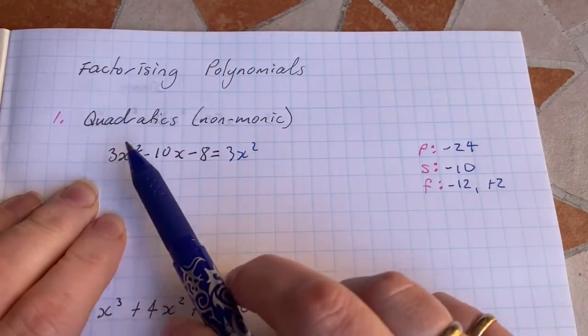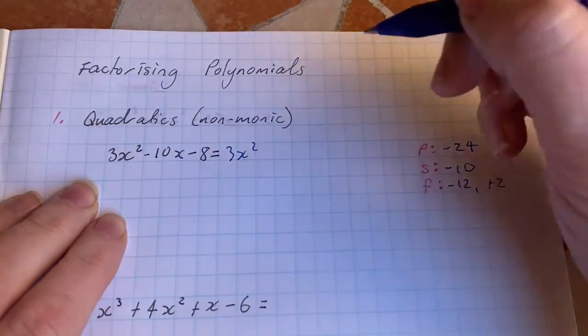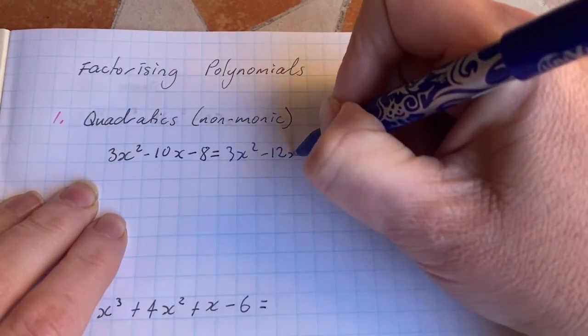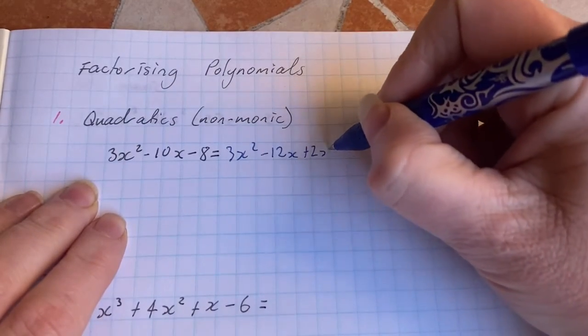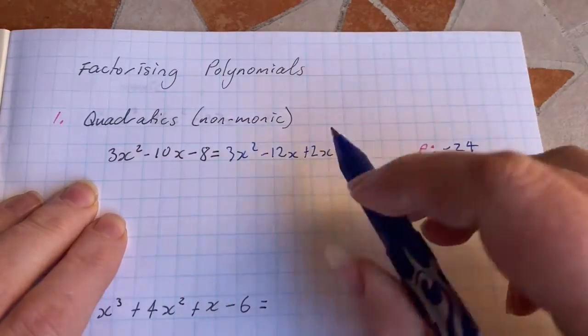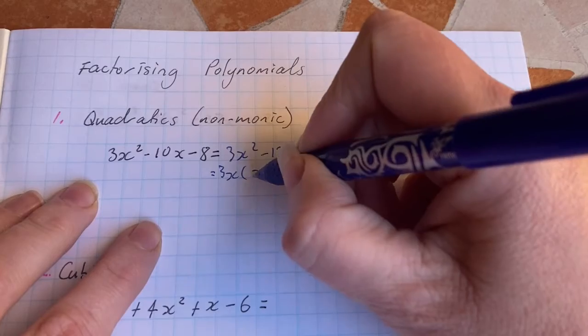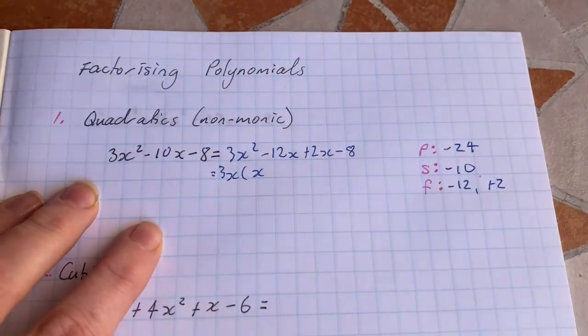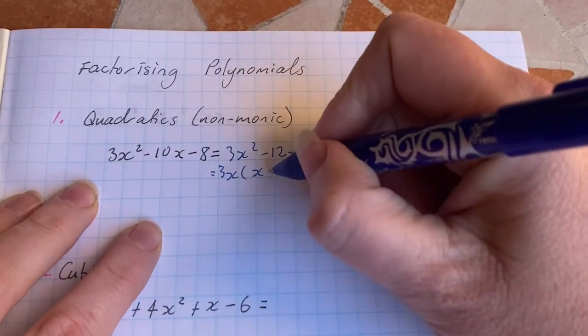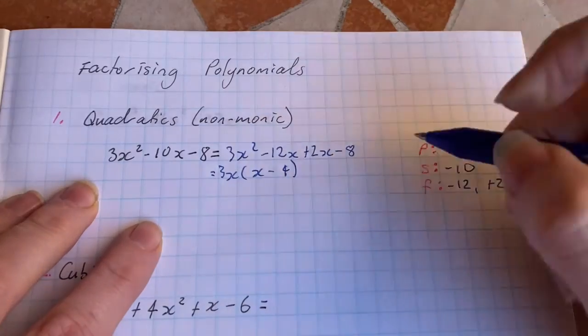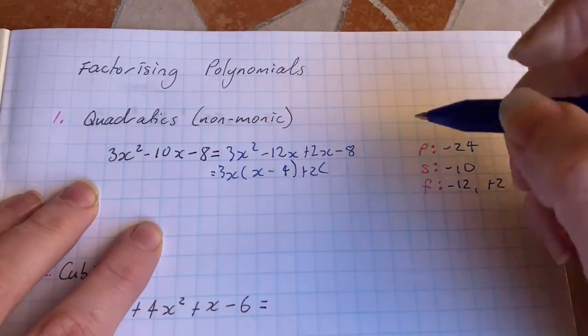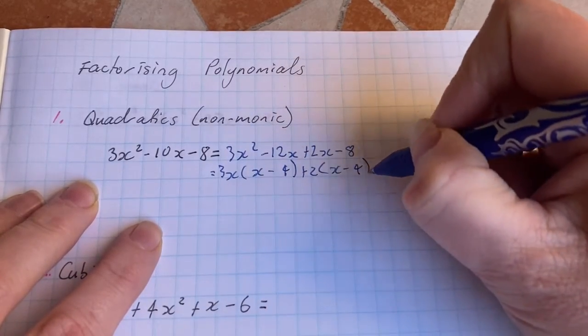I'm going to put the 12 with the 3 and the 2 with the 8. So minus 12x plus 2x minus 8, and then we pair it up. Now we know this quite well by now, but it is relevant. So I've taken 3x out, so that'll be minus 4, and this is 2, and that's also x minus 4, and that's what we should see there.